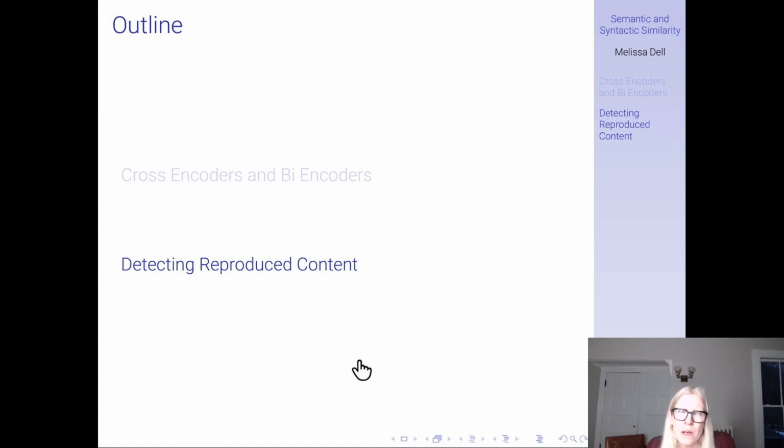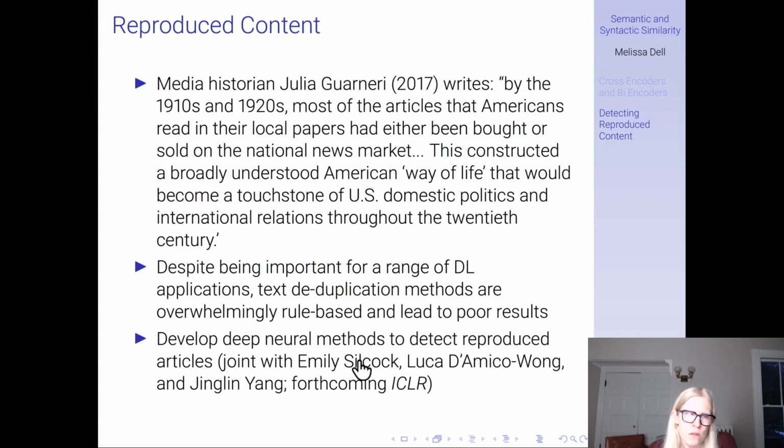Okay, so now I want to talk about an application of these methods, which is detecting reproduced content in historical newspapers. I have a quote here from a media historian, Julia Warneri, who writes, "By the 1910s and 1920s, most of the articles that Americans read in their local papers had either been bought or sold on the national news market. This constructed a broadly understood American way of life that would become a touchstone of U.S. domestic politics and international relations throughout the 20th century."